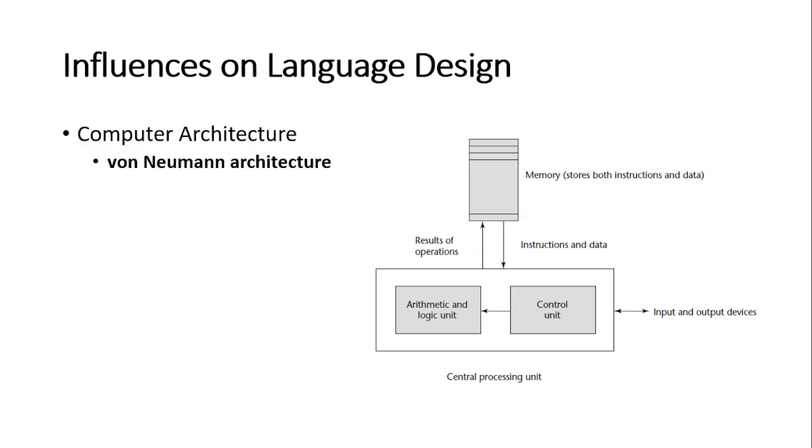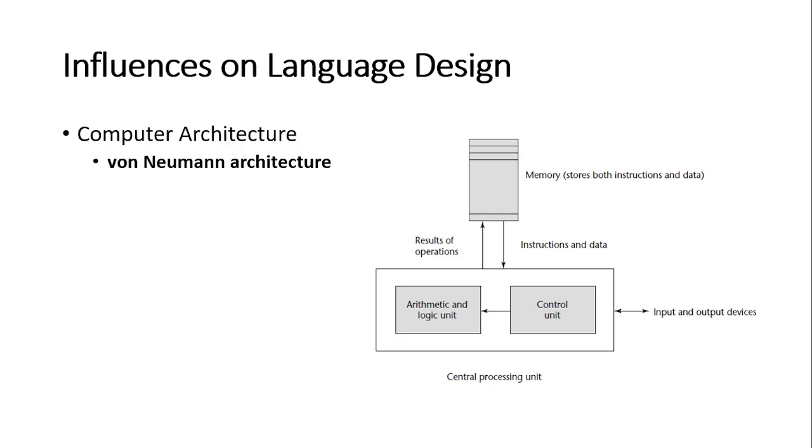Hello all. In the last class we were discussing language evaluation criteria. There we saw some points, like readability, writability, etc. And in addition to those factors, several other factors influence the basic design of programming languages. The most important of these are computer architecture and programming design methodologies. So we'll look at computer architecture first.